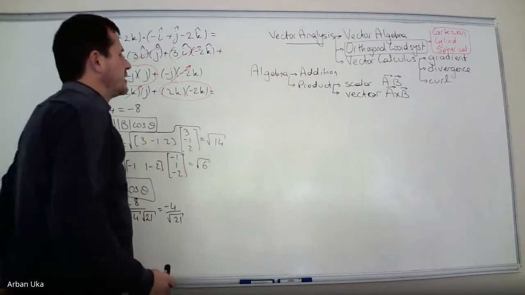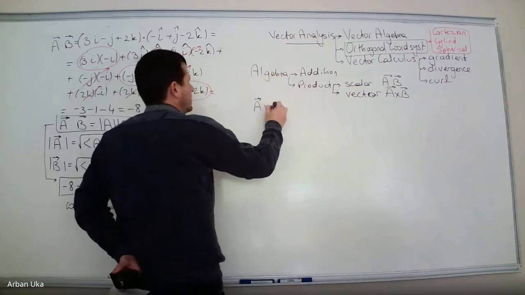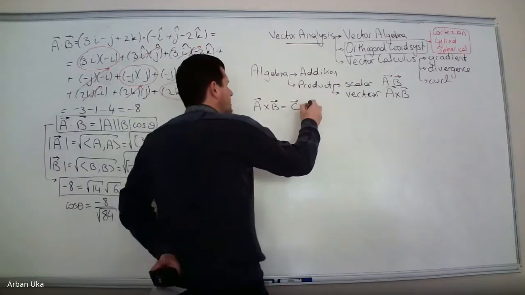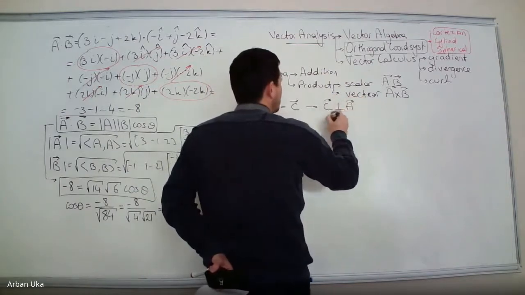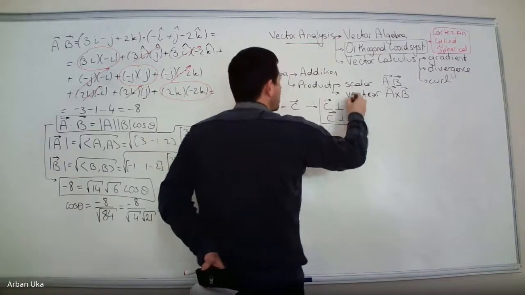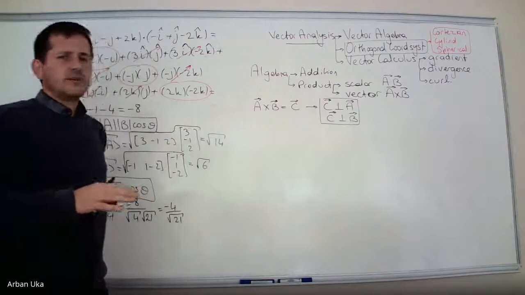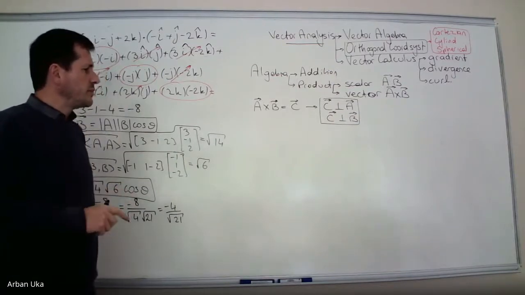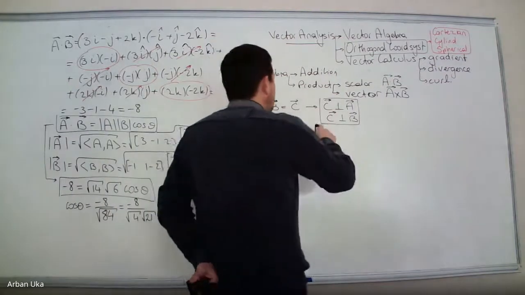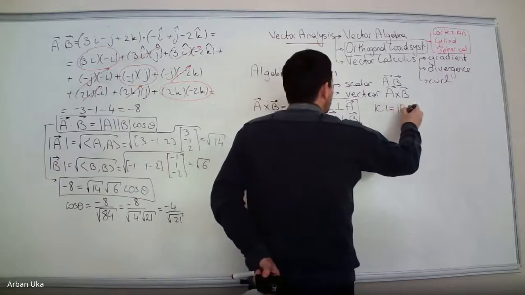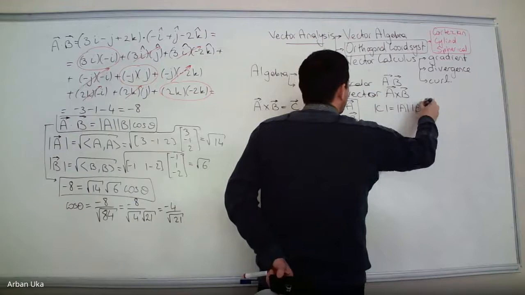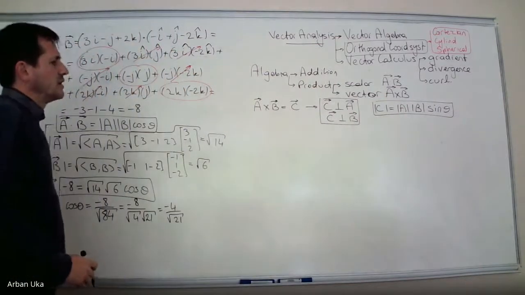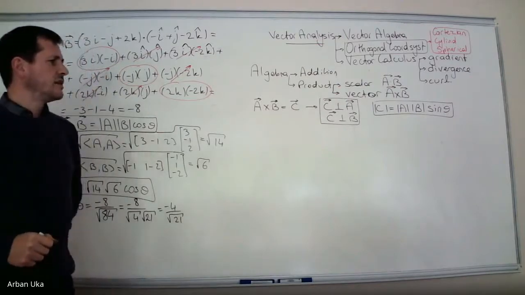Now A cross B, at least in the Cartesian coordinate system, is going to be equal to some vector C. And the vector C is such that C is perpendicular to A, and C is perpendicular to B. This means that if A and B define a plane, the cross product between these two vectors is going to be perpendicular to both of them. Regarding the magnitude, the magnitude of C is equal to the magnitude of A times the magnitude of B times sine theta, where theta is the angle between A and B.